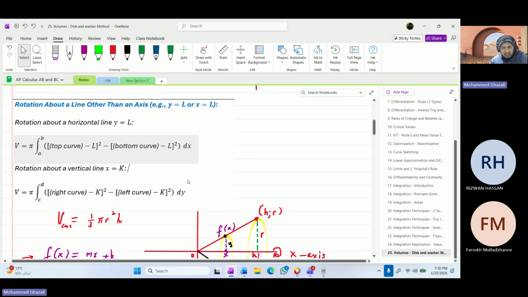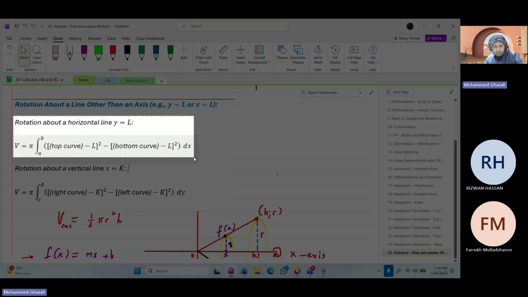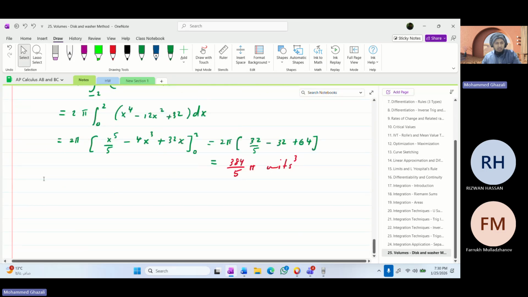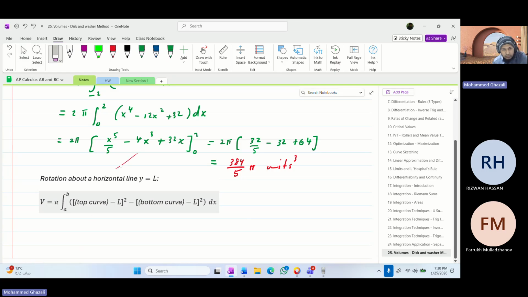So in your case, if you use the formula like this, you don't even need to draw the graph, but you still have to find the points of intersection. If you use the formula, you need to figure out which is the top curve and the bottom curve. I'm going to put it into the calculator and show you. Volume is equal to pi, integrating from minus 2 to 2. What's the top curve? The parabola, right?